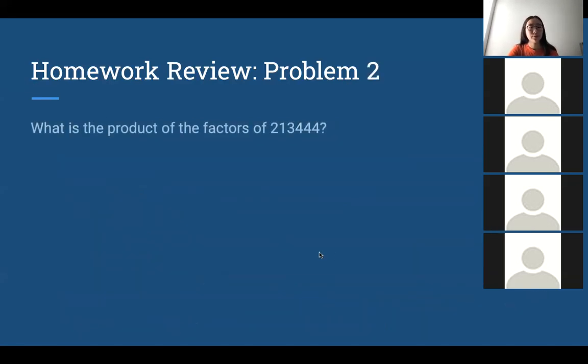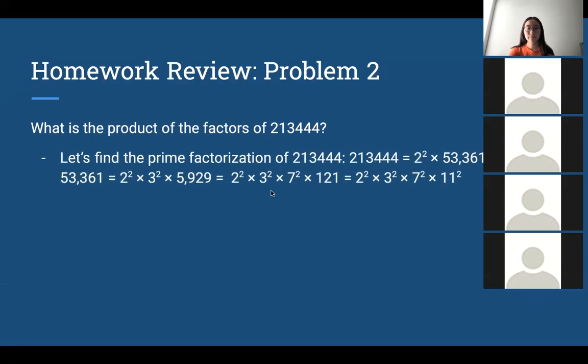Okay, so number 2, what is the product of the factors of 213,444? Okay, so what do you guys think the first step should be when we're solving this problem? Same first step as always. Find the factors? Yeah, perfect. Find the prime factorization. So we do that here, and we get 2 squared times 3 squared times 7 squared times 11 squared as our prime factorization.